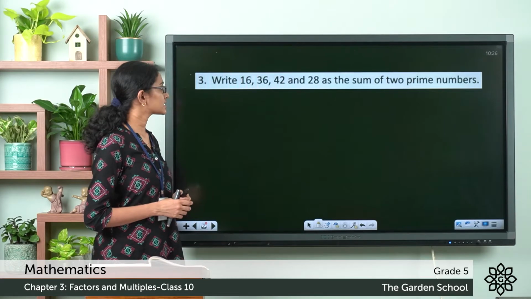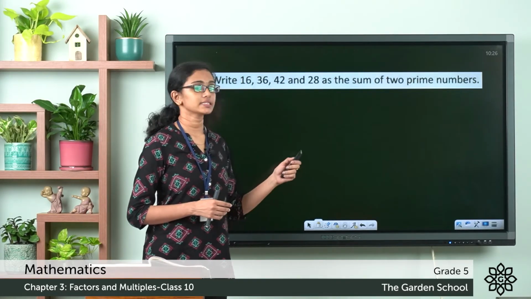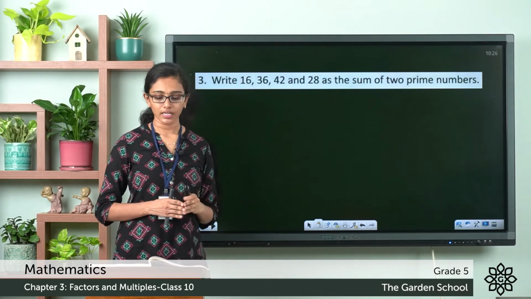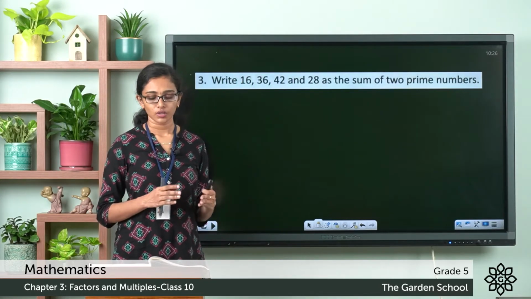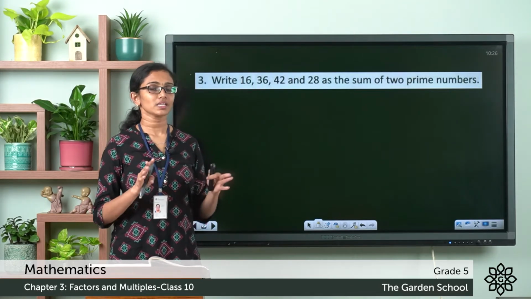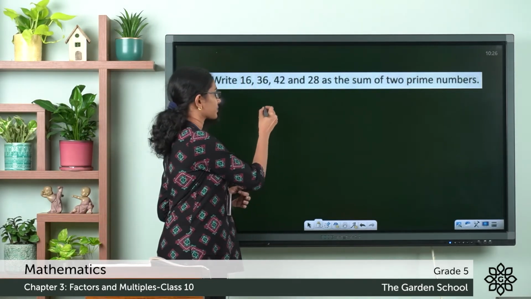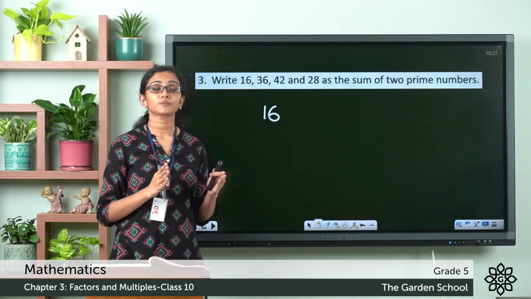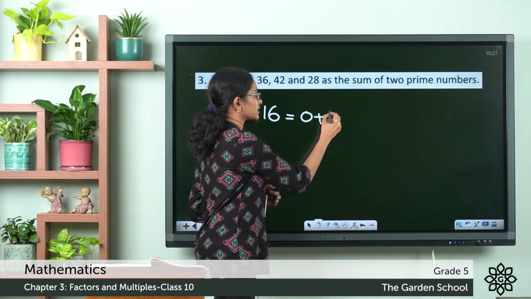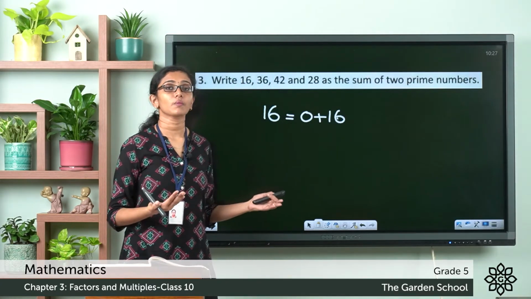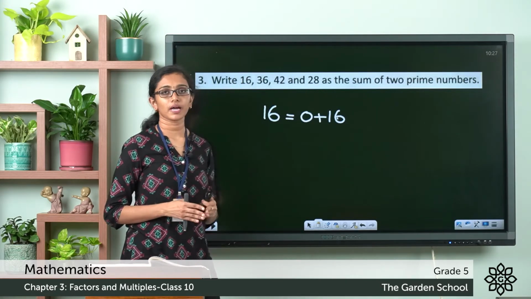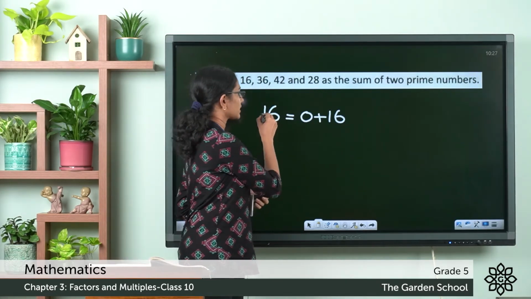Write 16, 36, 42 and 28 as the sum of two prime numbers. So, the numbers you are given here are all composite numbers. You are asked to write each of these numbers as the sum of two prime numbers. So let's take the first number, 16. Let's try to split 16. Can we write 16 as 0 plus 16 to represent it as a sum of two prime numbers? No. Is 0 prime? No. Is 16 prime? No.